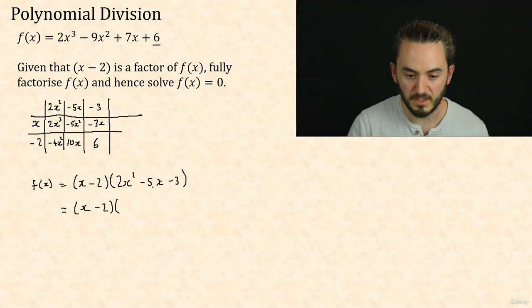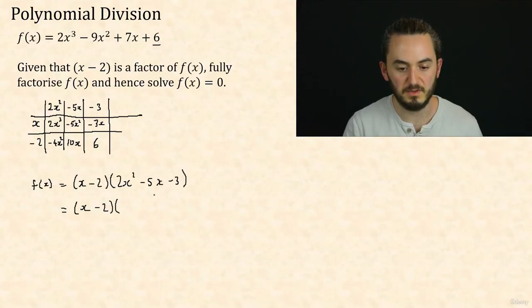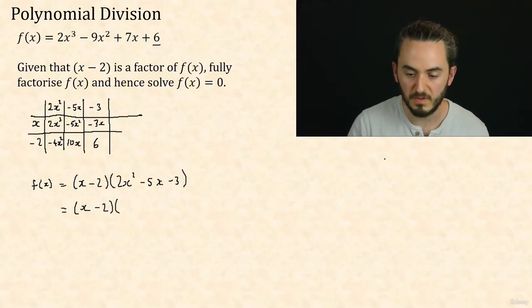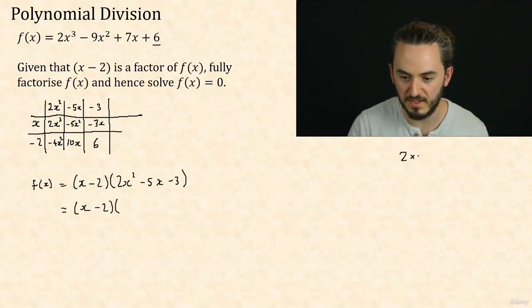So fully factorising this, well, you can use the AC method. In fact, let's do a quick recap of the AC method. So I'll just do that over here. So we're looking for two numbers. Okay, first do A times C. And if you can't remember what this is, do go back and watch the AC method video earlier in the course. 2 times negative 3 is negative 6.